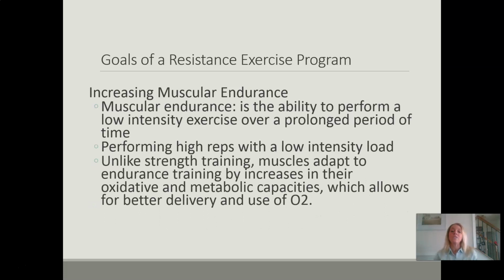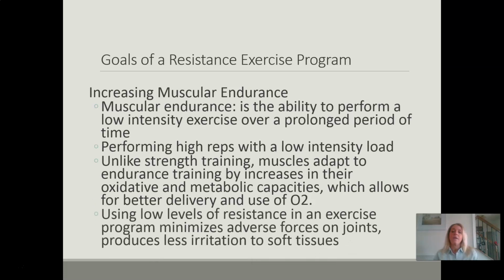Again, with more of an endurance type program, muscles are going to adapt by increasing their oxidative and metabolic capacities, which is going to allow them to use oxygen more efficiently. And again, by using these low levels of resistance, that's also going to minimize adverse forces on the joints and hopefully produce less irritation to the soft tissues. So again, this is why some of our patients may benefit more from an endurance program versus a true strengthening program. And sometimes why we may actually begin with more of an endurance program and then progress on to strengthening afterwards if needed.